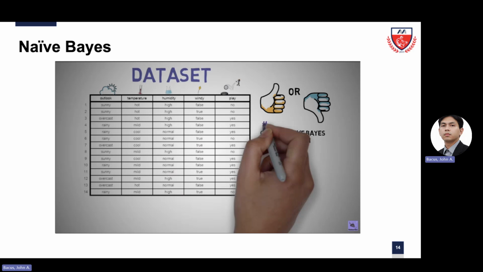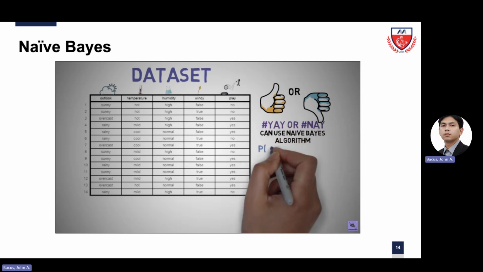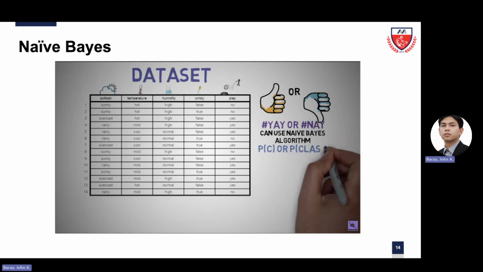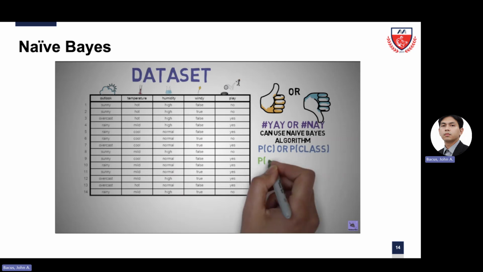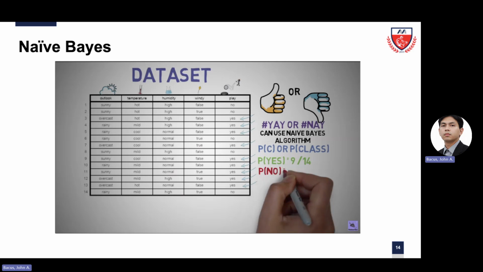First, we determine how many yeses and how many nos we get from our dataset. So the probability P of C, or probability of our classes, which are yes and no, we can calculate as follows. The probability of yes is 9 out of 14. We can count 1, 2, 3, all the way to 9 total yeses from the 14 possible days. And similarly, we can count 5 nos, which gives us a probability of 5 out of 14.